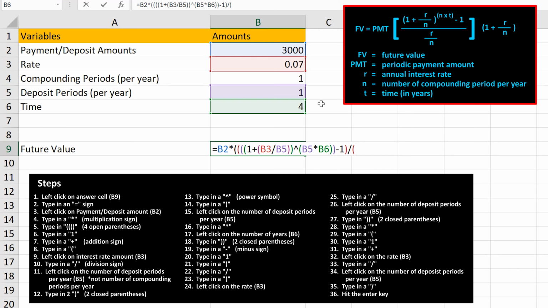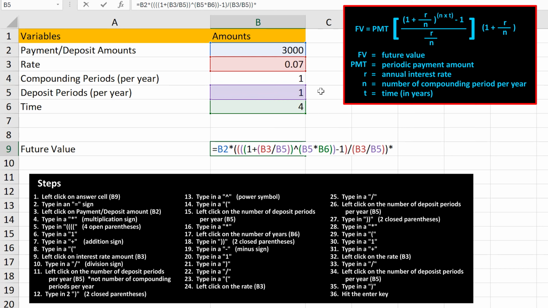Next, we left-click on the rate, cell B3, then we type in a division sign. Now we left-click on the number of deposit periods, cell B5. Again, we use the number of deposit periods because, as you'll see in future examples where the deposit and compounding periods do not match, we need to get them to match by adjusting the interest rate. Then we type in 2 closed parentheses to close off the bottom part of the fraction.